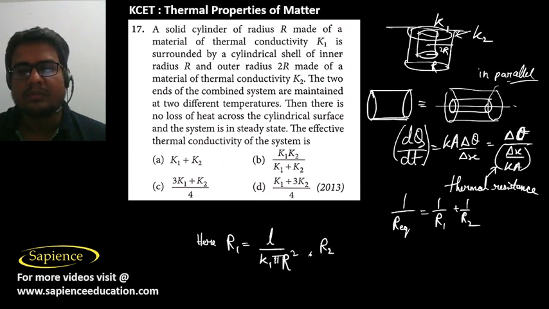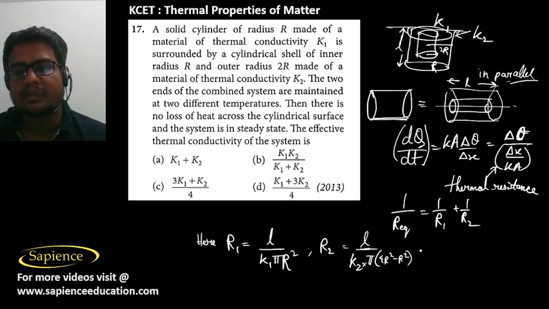and R2 will be equal to L by, taking the length of the two cylinders as L, K2 into pi into 2r whole square minus r square. So this is 4r square minus r square, that is 3 pi r square. So this is L by K2 into 3 pi r square.